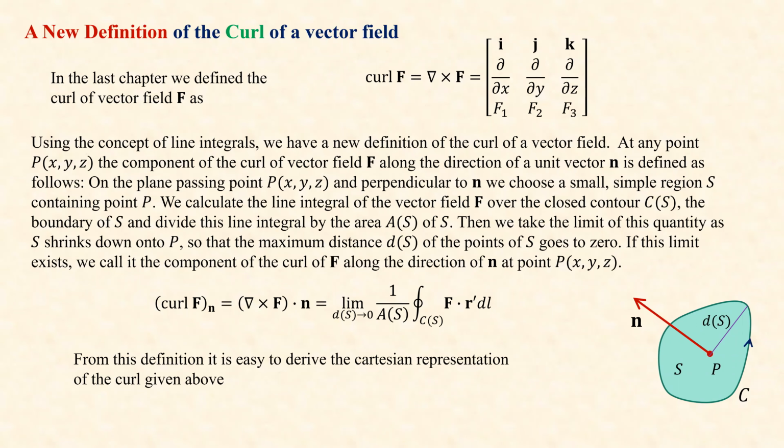Now, are there any questions about this? Again, this seems a bit complicated, but it makes a lot of sense. And from this definition, if it is visual, you can just look at some vector fields and say whether they have curl or not, and which direction the curl is. So from this definition, it's easy to derive the Cartesian representation that you see above. So how do we do that?